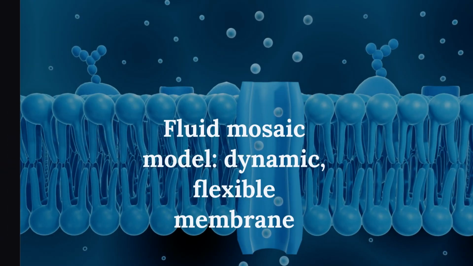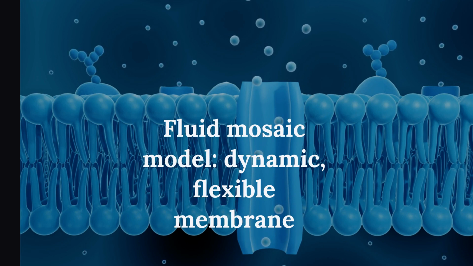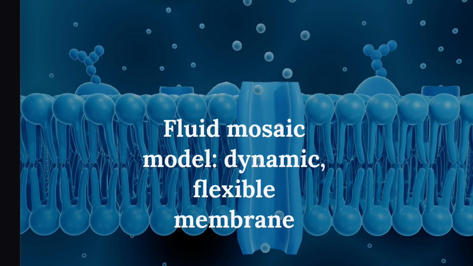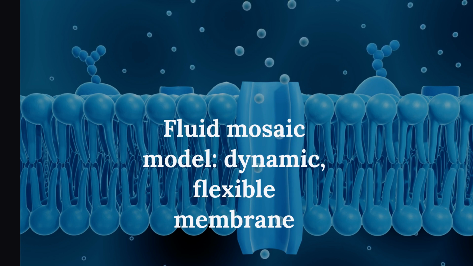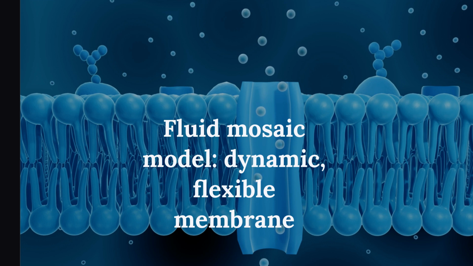The fluid mosaic model describes the plasma membrane structure. Proposed by Singer and Nicolson, it highlights a dynamic, flexible membrane. This model explains selective permeability and structural stability. The membrane's components move freely within a fluid-like layer. This arrangement supports various cellular functions.